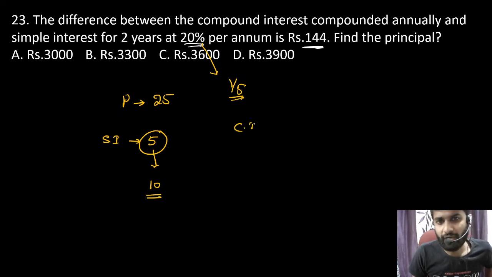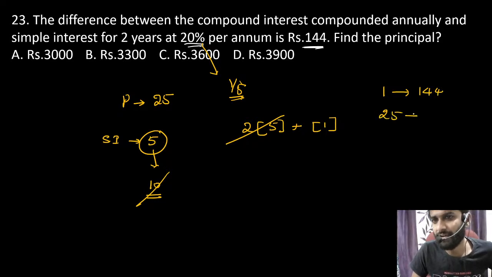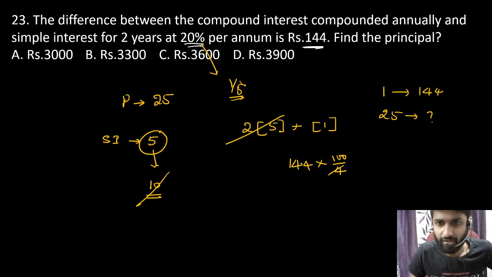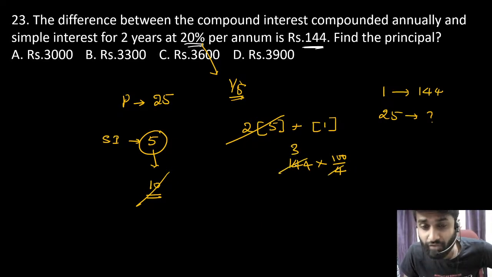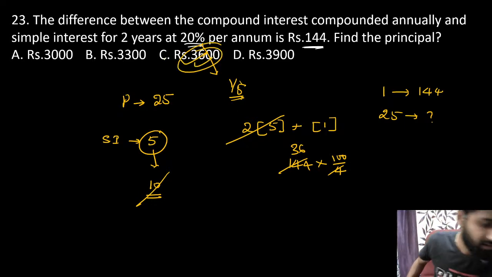Now, for the compound interest, the ratio becomes 2 is to 1. First, 2 into 1 by 5th of 25 is equal to 5. Again 1 by 5th of 5 is equal to 1. Now these two values are cancelled. So 1 becomes 144, then 25 parts become how much? Simply cross multiply: 144 into 25, and 25 can be written as 100 by 4. Now 4 threes are 12 and 4 sixes are 24. The answer becomes 3600. So don't go with any formula, just go with the calculation. Next one.